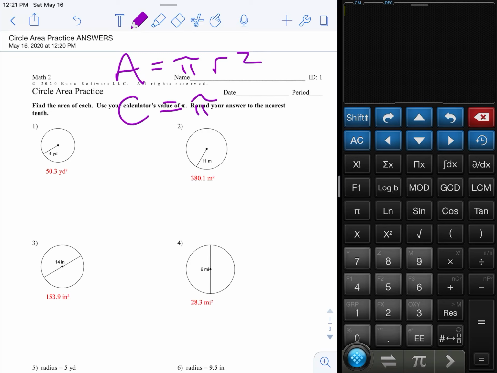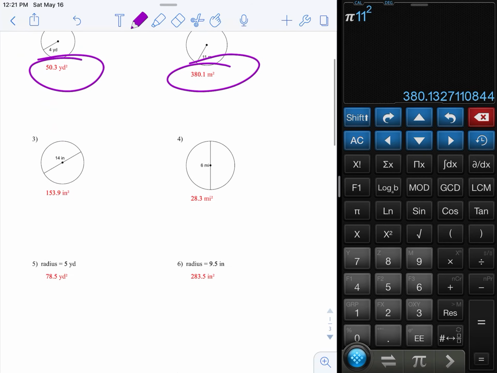Circumference is pi times the diameter, okay? So just keep in mind that there's two of them, but on this worksheet, it's just area. All right, so pi times 4 squared, 50.3, round to the nearest tenth. Pi 11 squared, 380.1. All right, now here you got to cut this in half. The radius is only 7. So pi 7 squared, all right, 153.9.